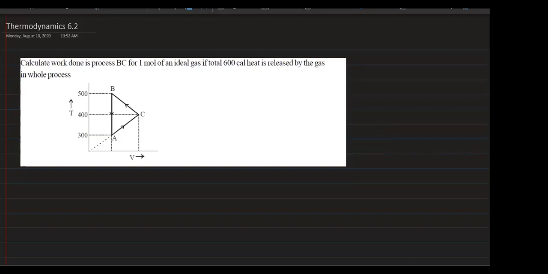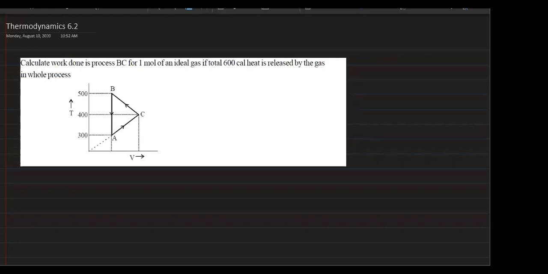So, can anyone tell me how to solve this? Wait, I'll mute. Jitendra, I'll mute you since you have answered. Okay, explain how to solve this. Hello, sir. Tell me how to solve this.